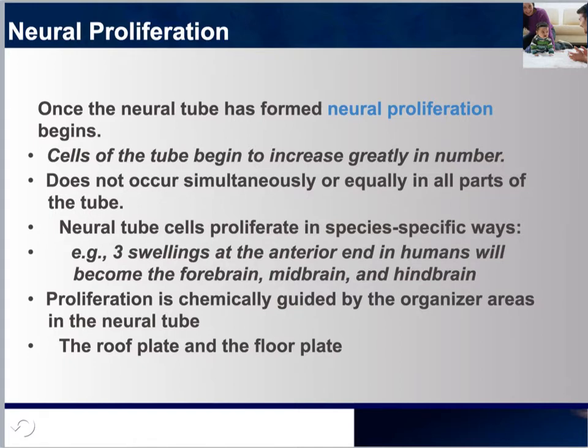In the example of humans, we will see 3 swellings at the anterior end, and these will eventually become the forebrain, the midbrain, and the hindbrain. Please note that the proliferation process is quite complex, and it is in part controlled by chemical signals that come from 2 organizer areas in the neural tube, and this is what we call the mesoderm. We call these the floor plate, which runs along the midline of the ventral surface of the tube, and then the roof plate, which runs along the midline of the dorsal surface of the tube.